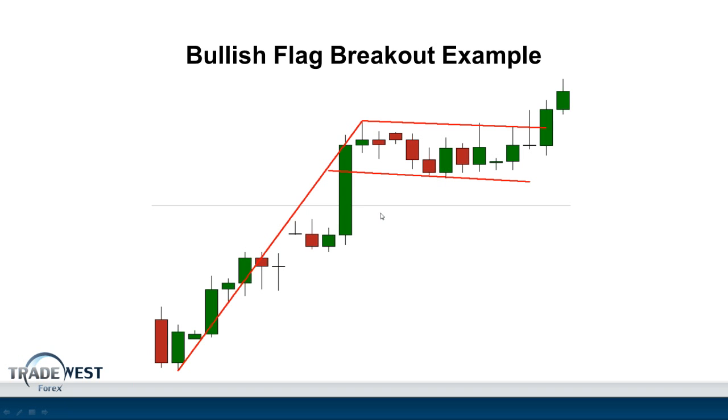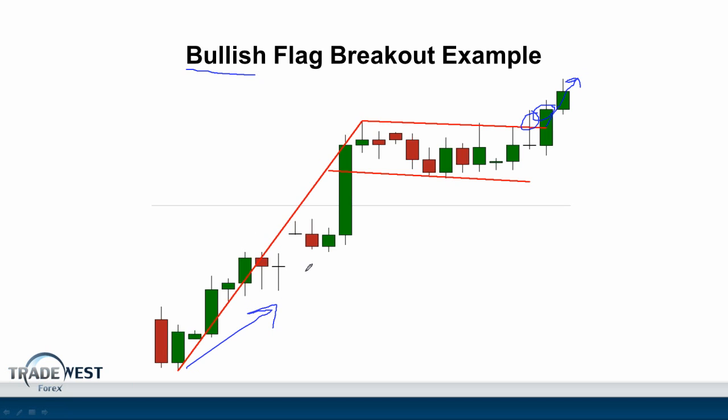So that is the flag. Now it's formed. Now where do you take the trade? Well, step 3 is we want to take the trade in the same direction of the short-term trend that we found, which would be long in this case, right? It's a bullish signal. So we would go long on the breakout right over here. So there's your break. You can wait for it to push a couple pips above. You can wait for a close. Those are things you can test on your own and see what fits you best. But there you see the trend took back off in the same direction that it began.